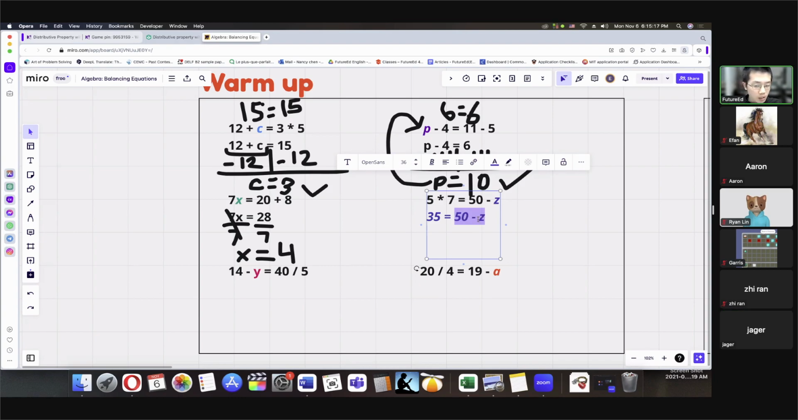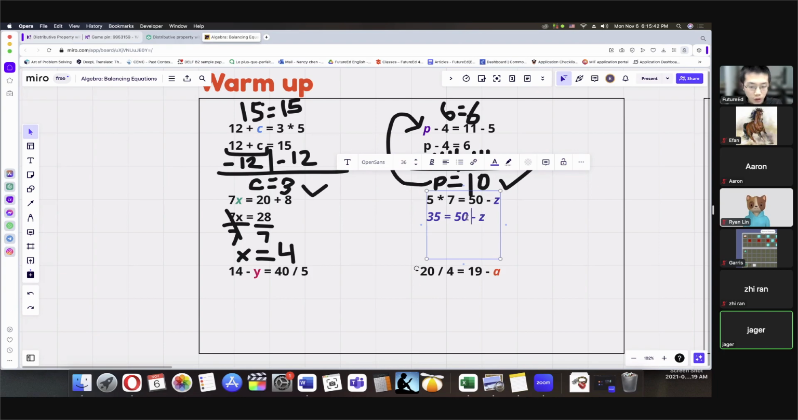So next to the z, there's a number to the left of the z. Oh, z is 15. Okay, yes, z is indeed 15, but we want to make z on its own. It's not on its own right now, right? It's right next to the 50. So how do we get rid of the 50?